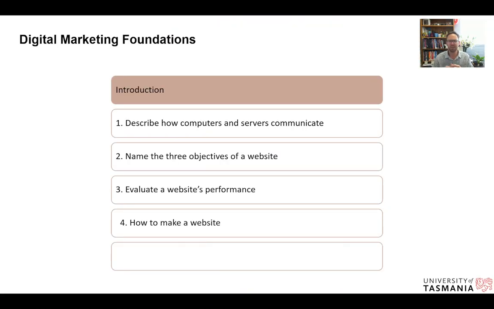So we have a few things to get through today. We're going to start with a brief introduction to this week's content. Then we're going to describe how computers and servers communicate. Second of all, we're going to name the three objectives of a website. Number three, we're going to evaluate a website's performance. And last of all, we're actually going to look at how to make a website.